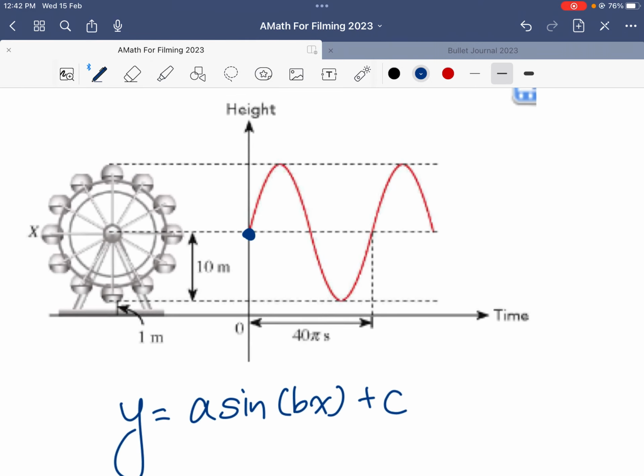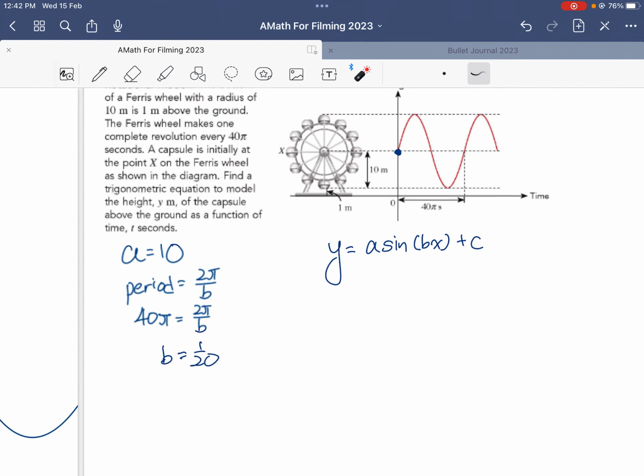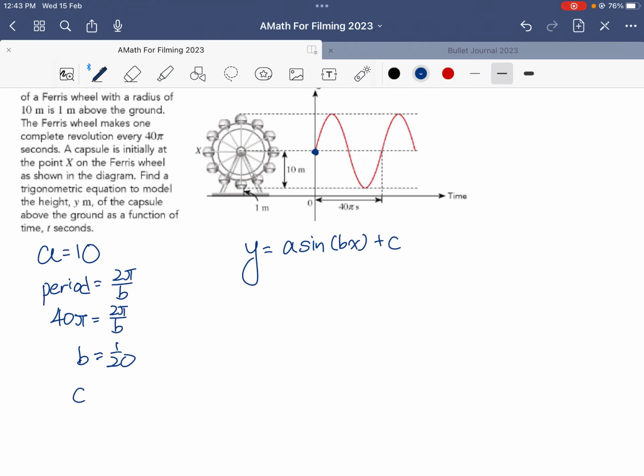Last but not least, it is c. So if we zoom in on the diagram, here to here, this is 1 meter. Here to here is 10 meters. So in total, this point here is actually 11 meters itself. So therefore, my c value is equal to 11. Let me just write that down. My c value is equal to 11 meters.